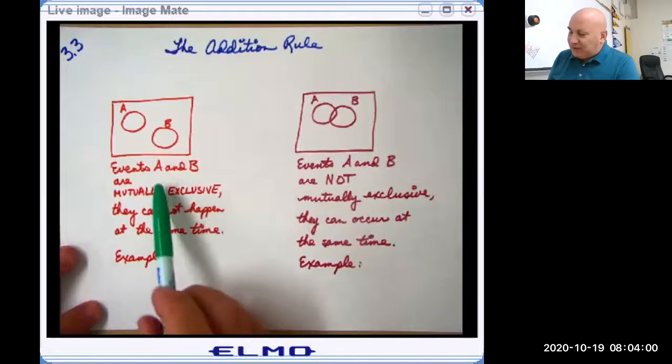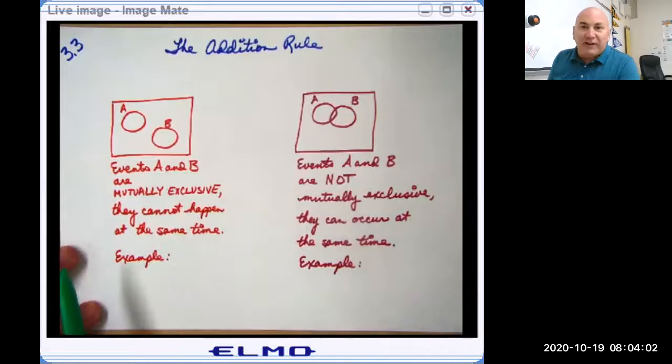We're going to say that two events A and B are mutually exclusive if they cannot happen at the same time. For instance, if you're rolling a die and event A is rolling an even number, and event B is rolling a 5, those can't happen at the same time. They're mutually exclusive.